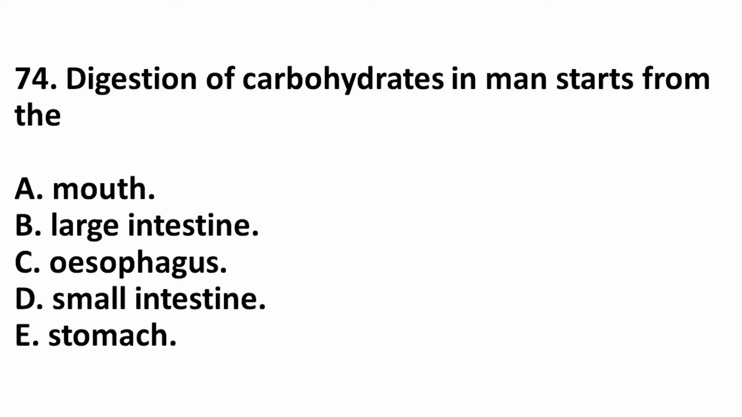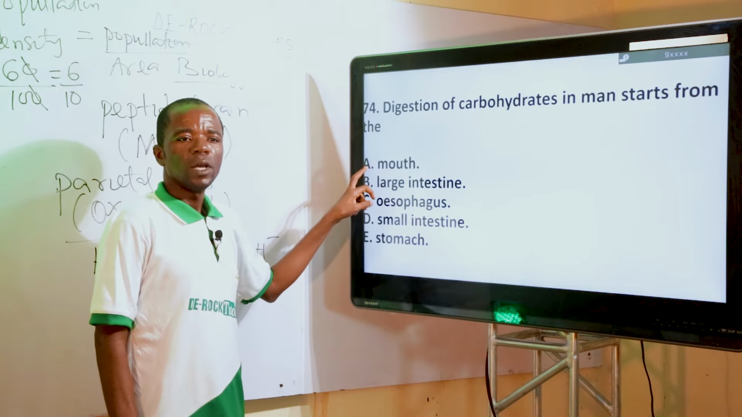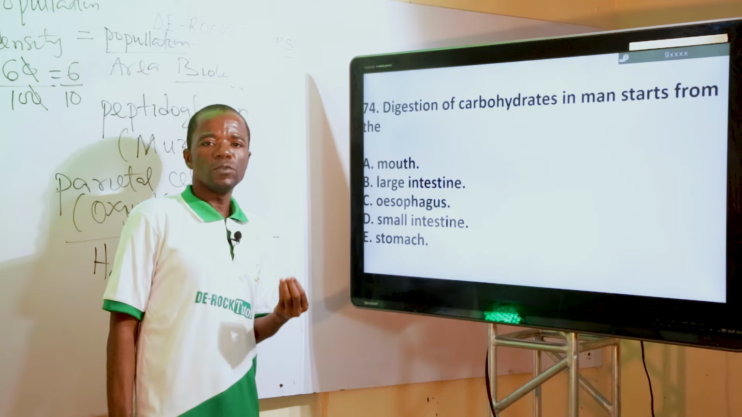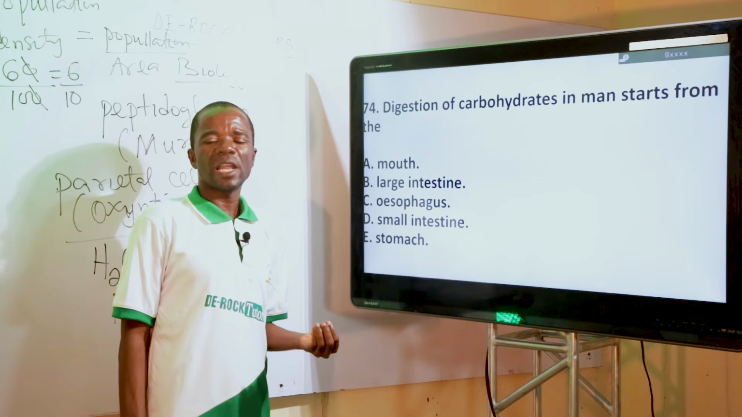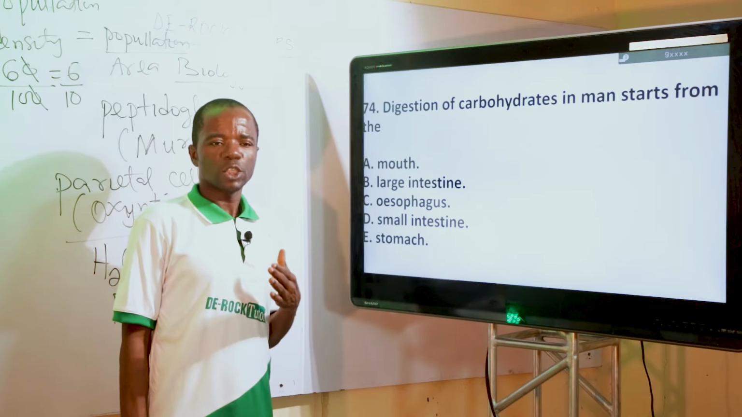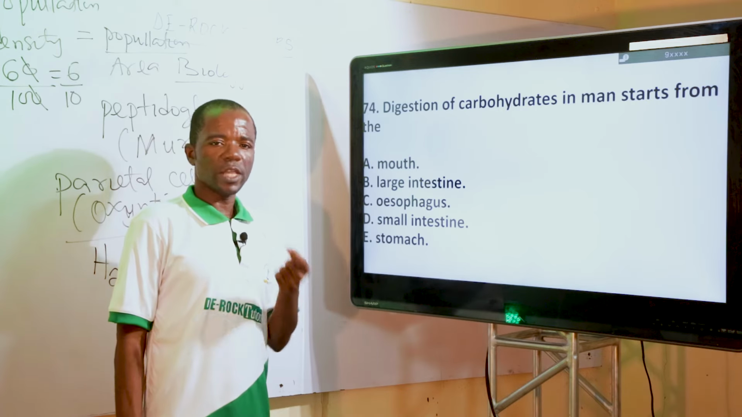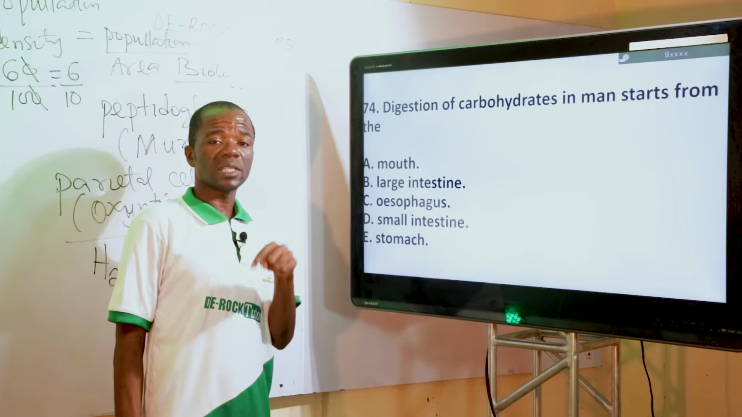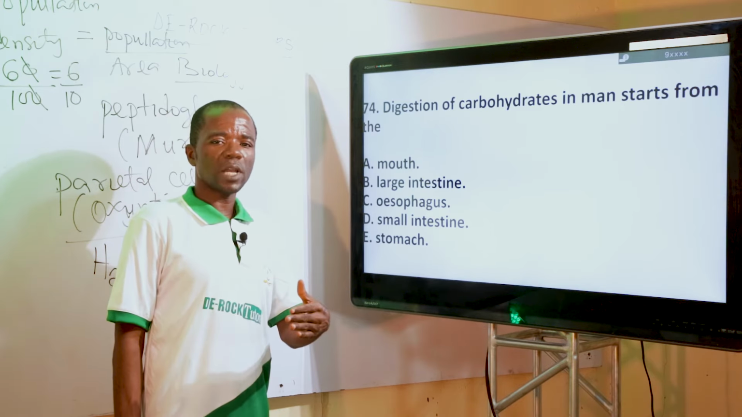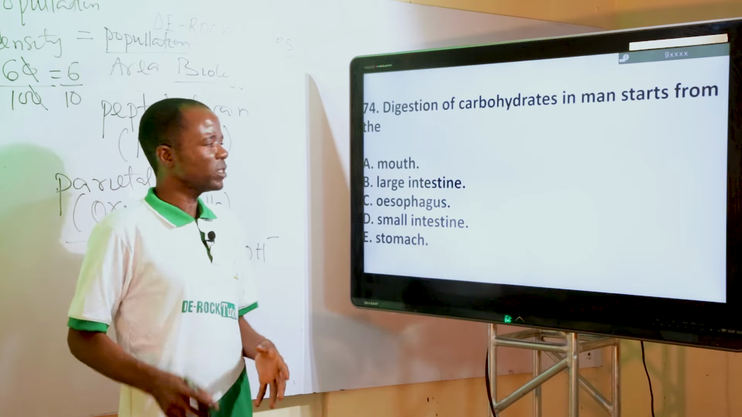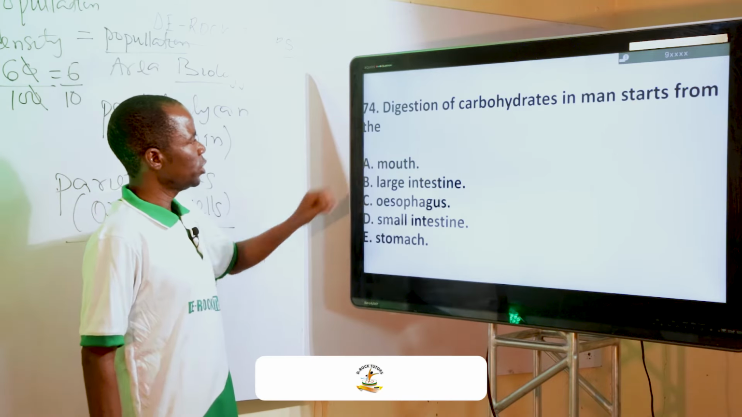Digestion of carbohydrates in man starts from the, definitely, mouth. Now, digestion of carbohydrate begins from the mouth. A person puts, say, any carbohydrate food like yam in the mouth, you begin to chew it. Digestion has actually begun from the chewing. Not only that, the enzyme present in the saliva called salivary amylase or ptyalin also acts on that particular starch and breaks it down to maltose. So digestion of carbohydrate obviously starts or begins from the mouth.